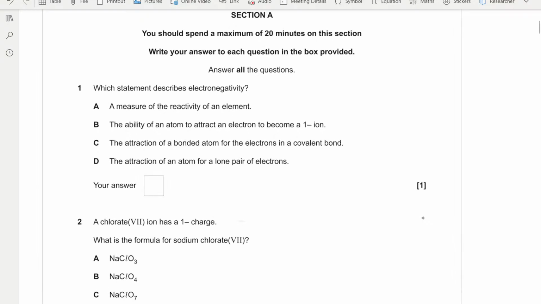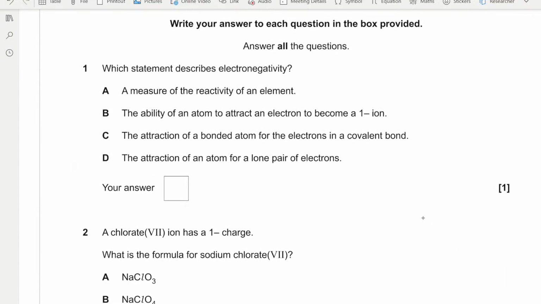So let's first read through the answers and then decide. A, a measure of the reactivity of an element. B, the ability of an atom to attract an electron to become a 1- ion. C, the attraction of a bonded atom for the electrons in a covalent bond. D, the attraction of an atom for a lone pair of electrons. So electronegativity is answer C, because it's the attraction of a bonded atom for the electrons in a covalent bond. So when you have, for example, a covalent bond between two chlorine atoms, they have equal electronegativities. So they both attract these electrons here equally.